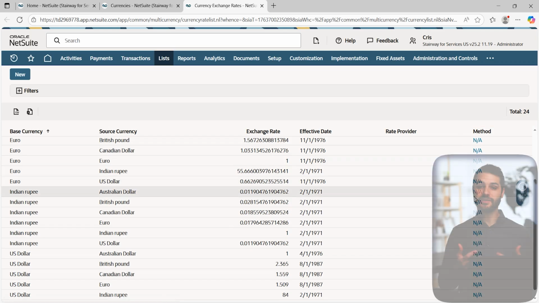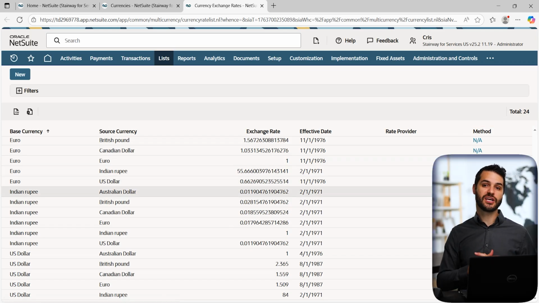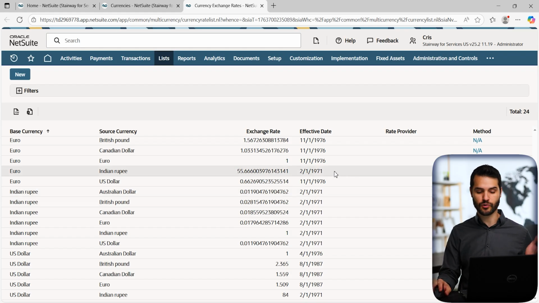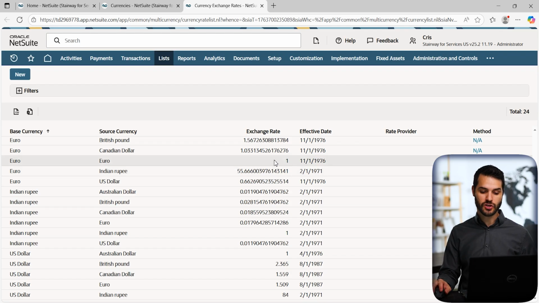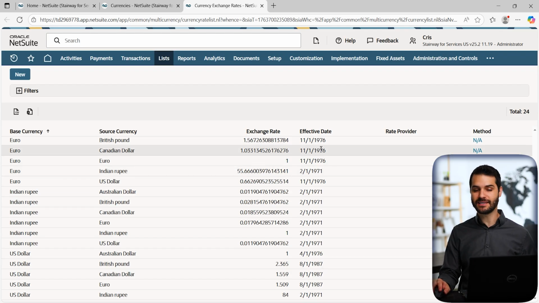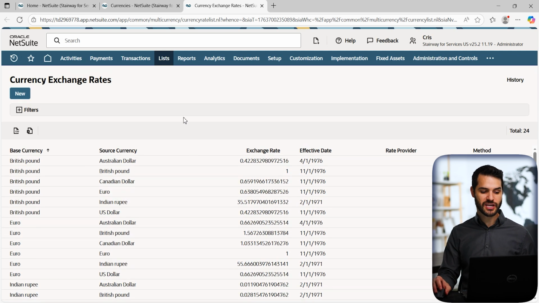So the way this works is as those exchange rates are changing in the natural world, every day the rate provider would then do a drop into our system, updating these exchange rates, at least for the ones that we currently have, which is euros, rupees, Great British pounds, etc. So that would happen, and then the effective date would of course be yesterday or today, depending on the situation. So that is our exchange rates.